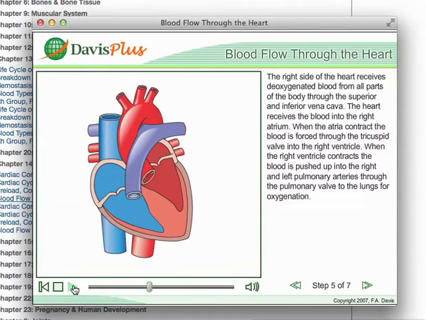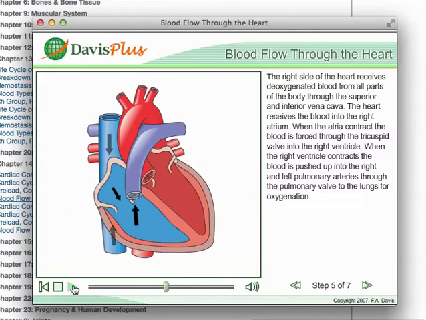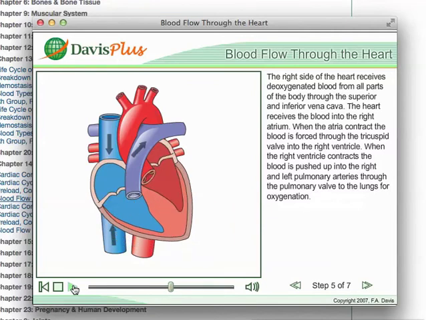The right side of the heart receives deoxygenated blood from all parts of the body through the superior and inferior vena cava. The heart receives the blood into the right atrium. When the atria contract, the blood is forced through the tricuspid valve into the right ventricle. When the right ventricle contracts, the blood is pushed up into the right and left pulmonary arteries through the pulmonary valve to the lungs for oxygenation.